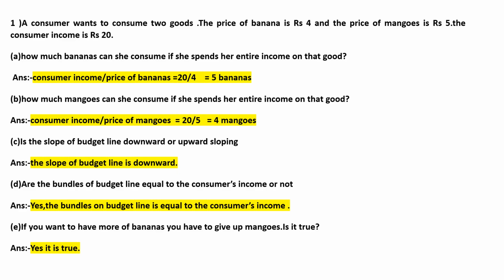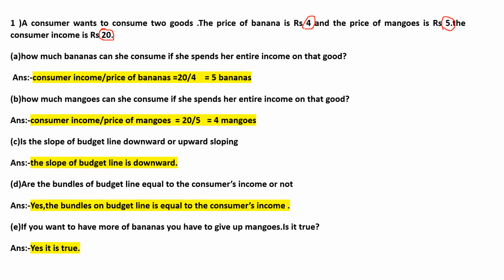Okay, so question number 1. Here the question is, a consumer wants to consume two goods, bananas and mangoes. The price of banana is rupees 4 and the price of mangoes is rupees 5. The consumer's income is 20 rupees. So how much can be consumed with this 20 rupees? Those questions are being asked. With this information, there are 5 questions being asked, and each question carries 1 mark.